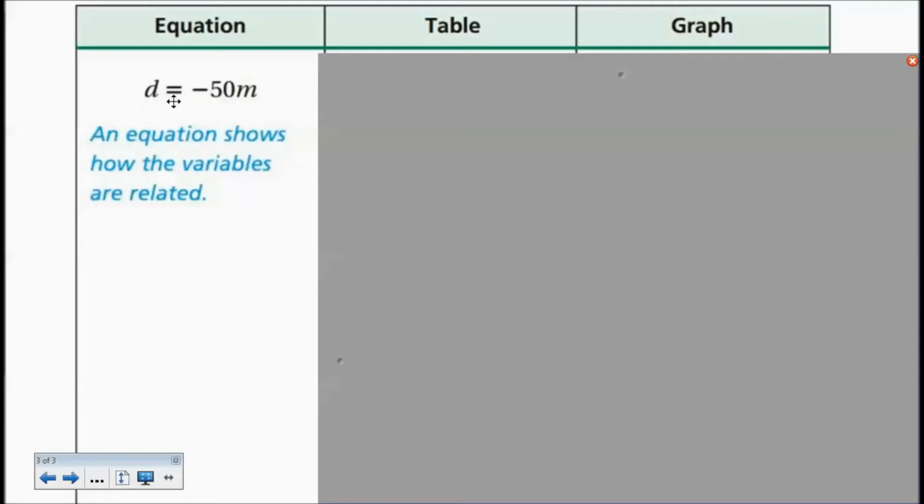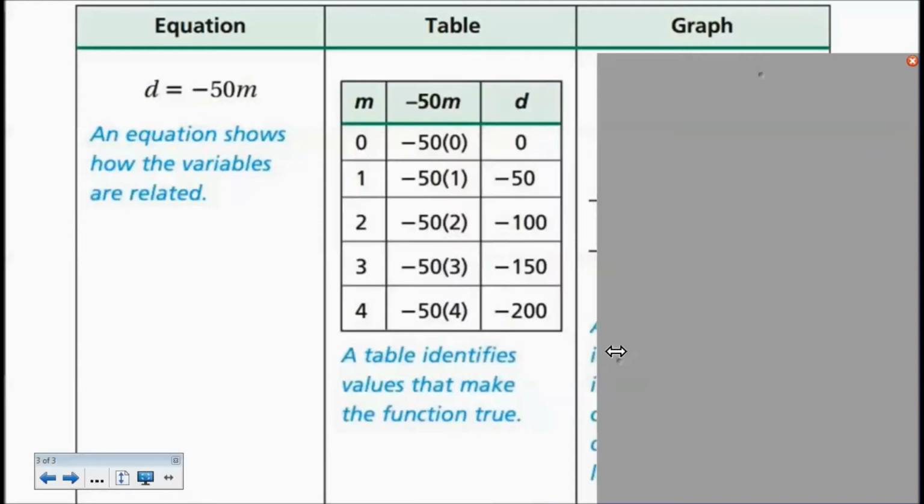You have d equals negative 50 times m. So the equation shows how the variables are related. I take the m, which would be like the x value, I multiply it by negative 50, and that tells me what d is. M is the independent variable. The independent variable is always the x. D is always the dependent variable. I can't know what d is until somebody tells me what m is. Now this could also be something in real life, like minutes and how far you go as far as distance.